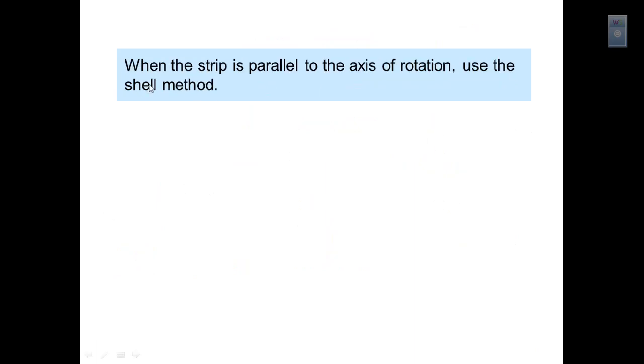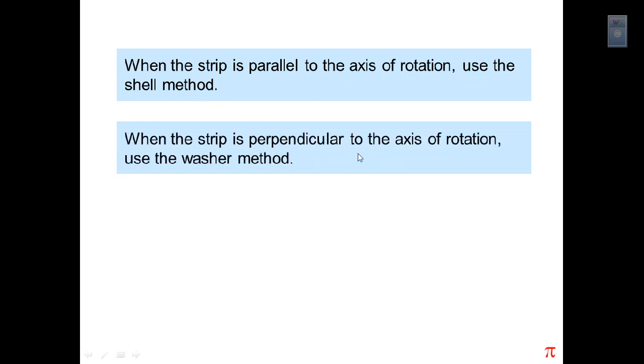All right, so as I said, when the strip is parallel to the axis of rotation, you're going to use the shell method. And when the strip is perpendicular to the axis of rotation, you use the washer method. All right, that's all of 7.3. Make sure you look at all these videos and have a good idea of what we're doing. Make sure you got the notes, and we'll work on some examples in class.